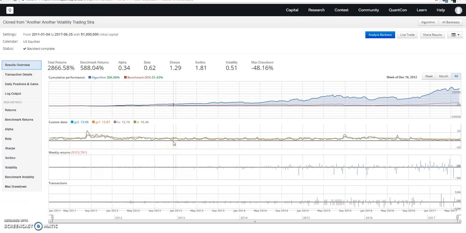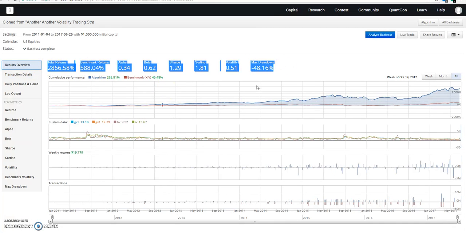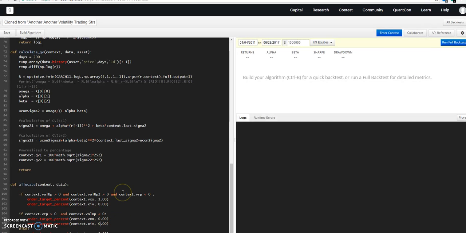So I've been having a lot of fun with this algo. This is the original algo, and we're going to do a couple things with it. First thing I'm going to do is take off this was 1, we're going to make it 0. So we're going to see what happens now. At this point it's only going long vol.